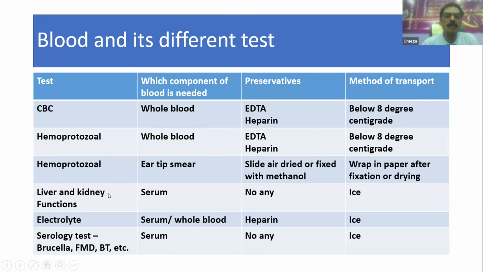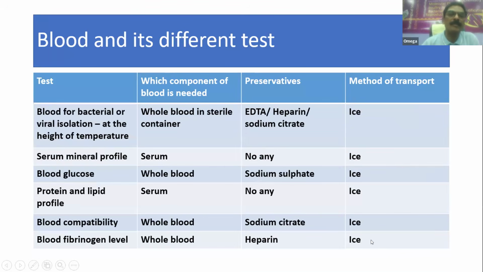Then liver function test, for that purpose we require serum. No preservative should be added in the serum for the liver and kidney function test, and it should be carried in ice only. For electrolytes also, either serum, whole blood or plasma can be used for the electrolyte analysis. Here we can use heparin, and the sample should be transported on ice only. Then serology for brucella, FMD, blue tongue, tuberculosis, everything requires serum, no preservative, and it should be carried on ice only.